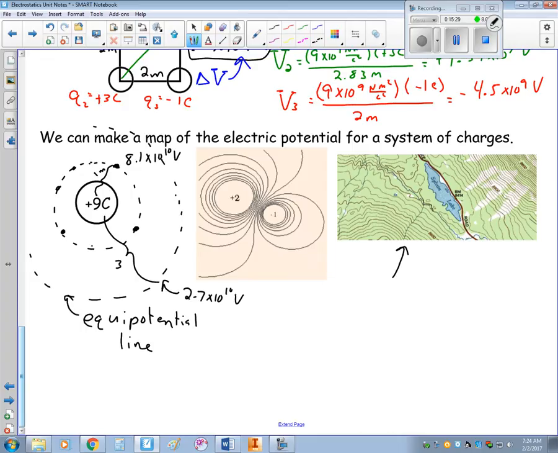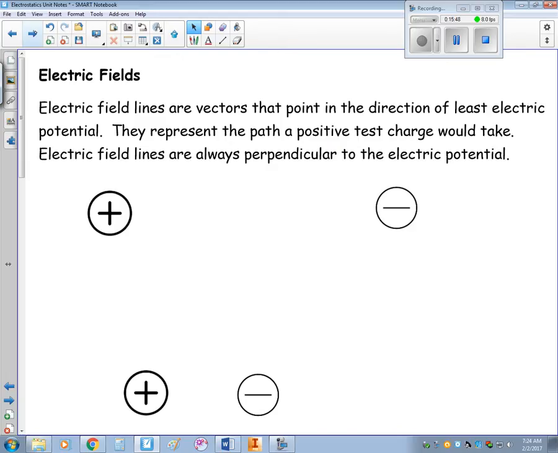In a topographical map, each line represents elevation, and the closer the lines are together, the quicker the slope of the hill rises. So it'd be sort of the same thing here. So that leads us into something called electric fields.